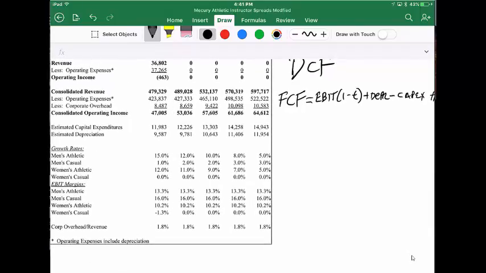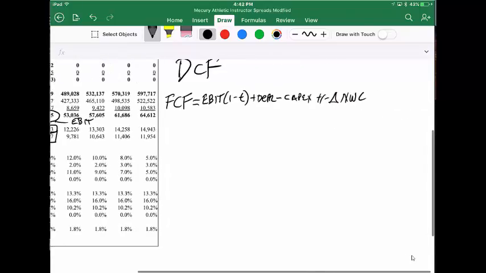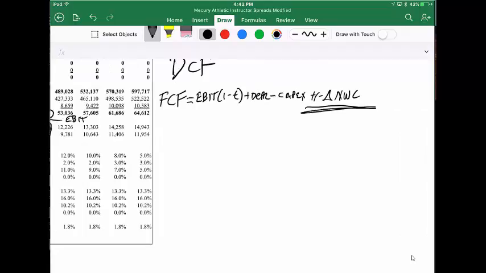So you'll see that even though they may have different names here, all but one of these variables is on this page. Consolidated operating income, that's actually EBIT, earnings before interest and taxes. And then we have our capital expenditures and our estimated depreciation expense. So the only thing we don't have would be the change in net working capital.